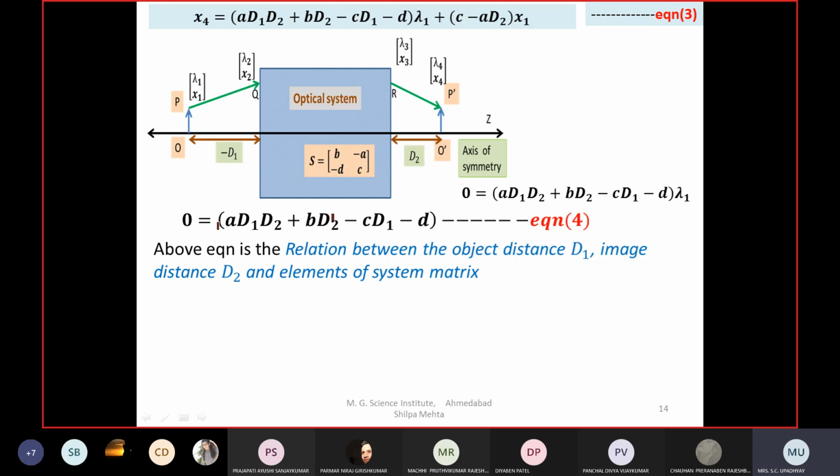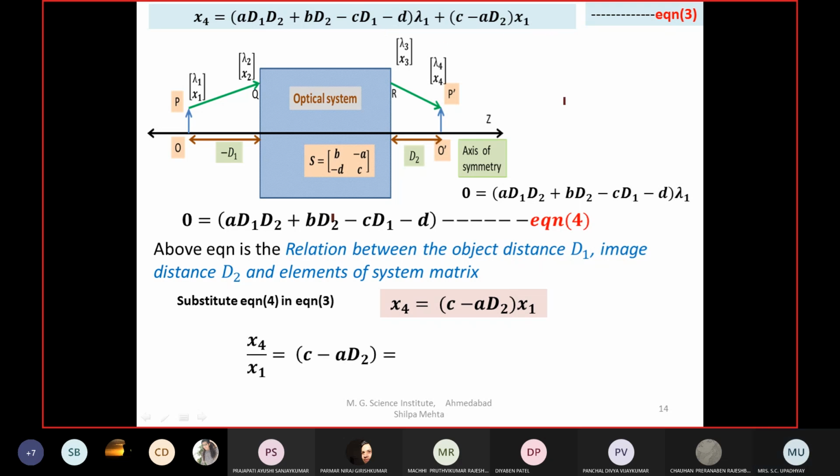જ્યારે પણ object distance, system matrix ને image distance ને આપણે લેવા હશે તો આપણે હંમેશા આ relation use કરવાનું છે. So now we substitute this equation 4 in equation 3. Then we have x4 equal to c minus ad2 into x1. અહીંયા આપણે એની વેલ્યુ મૂકી દીધી 0. So x4 is equal to c minus ad2 into x1. Or we can say that x4 upon x1 is equal to c minus ad2.